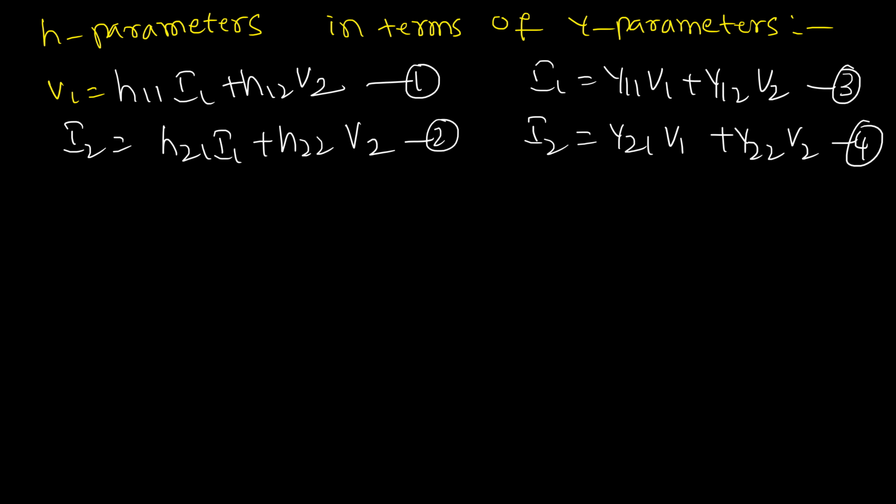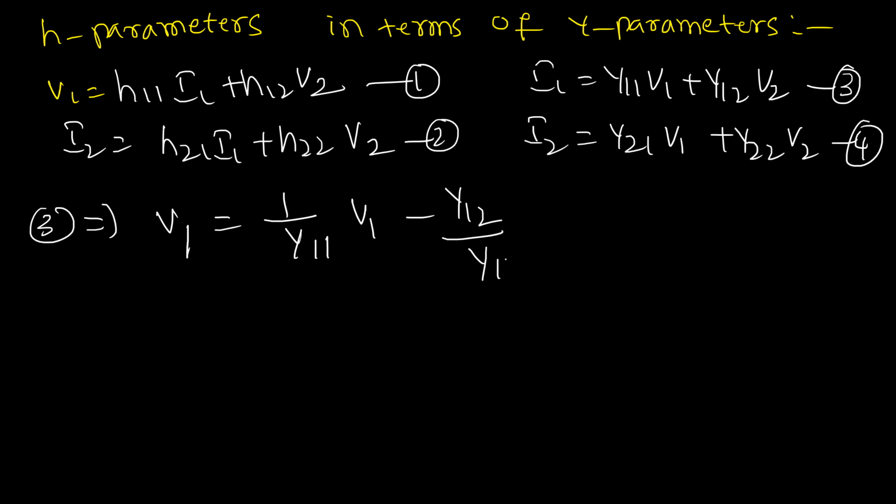Fourth equation. Now consider the third equation. Okay, so from this third equation, write the relation for V1. So V1 is 1 by Y11 into V1 minus Y12 by Y11 into V2. Call it as equation 5. Now you compare this fifth equation with equation 1. There we can get the relations for H11 and H12 in terms of Y parameters.